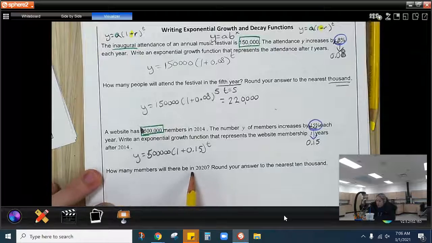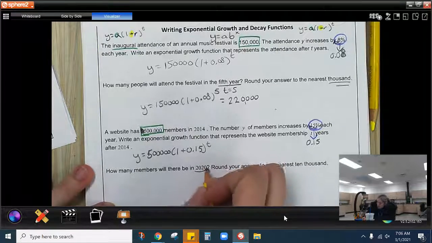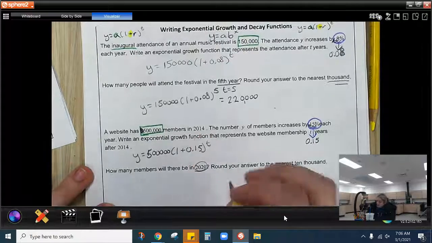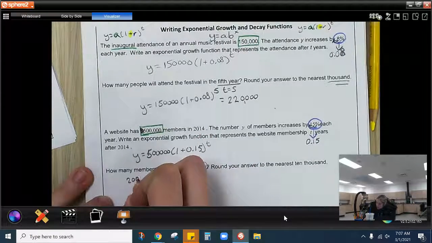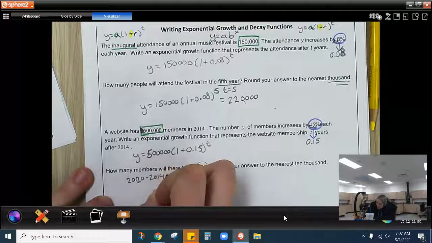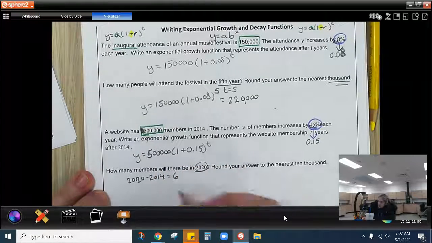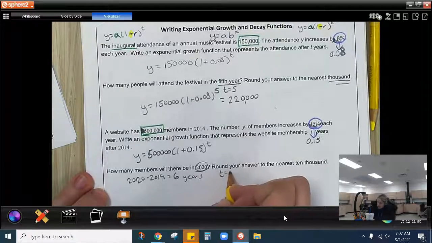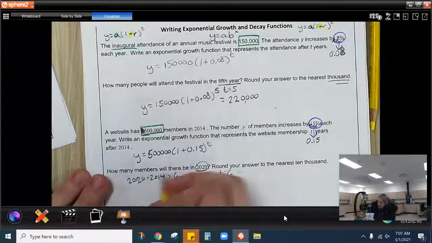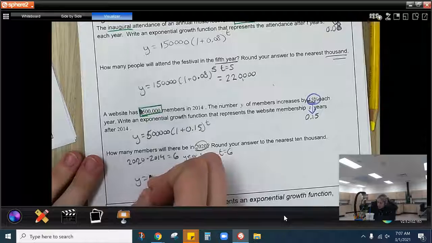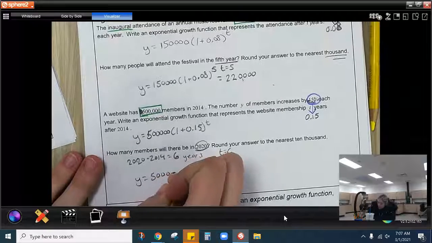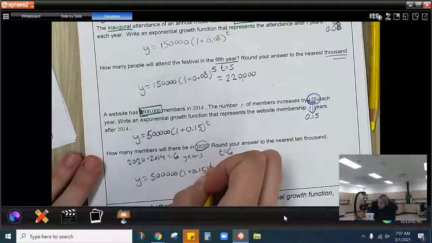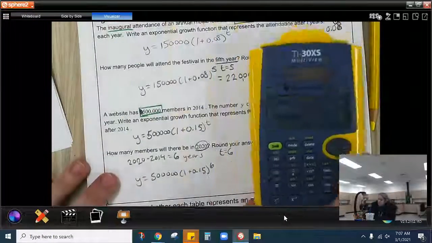We want to know how many members there will be in 2020. Well, first of all, we have to figure out how long after 2014 that is. So 2020 minus 2014 gets us 6. So that would be 6 years. That means T is going to equal 6. So I've already got my equation here. So we have Y equals 500,000 times 1 plus 0.15 to the 6. So I'm going to plug that in.